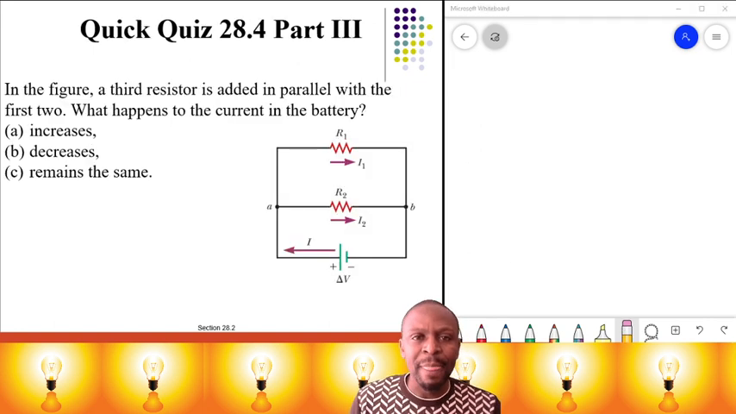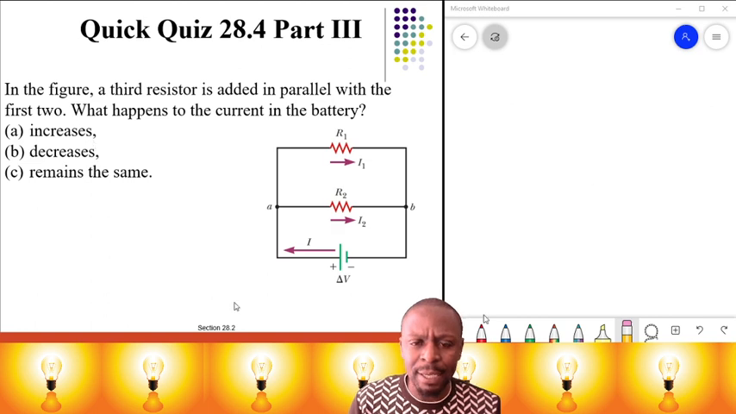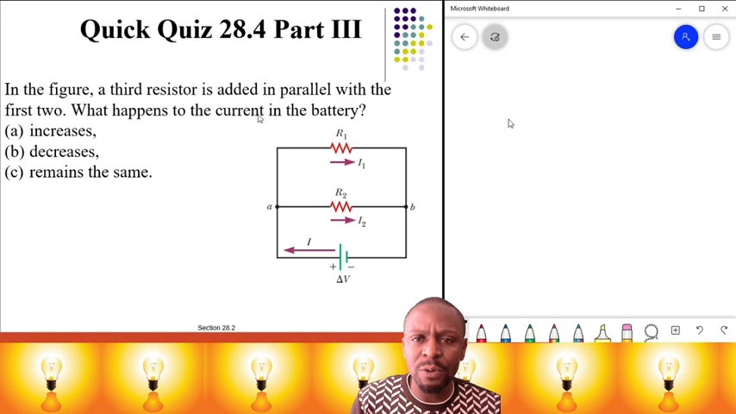Now what happens to the current in the battery when the resistors are connected in parallel? We know the current is just given by the change in V divided by R. The equivalent resistance will always be lower when the resistors are connected in parallel, because of 1 over R equivalent, you remember that equation.